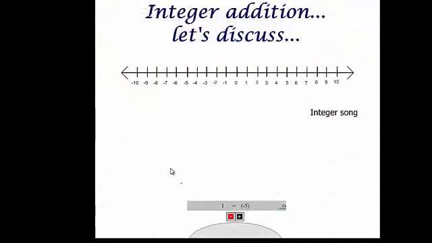Olé! Very cute little song. So when you're confused, you can just sing yourself that little integer song about what to do. When we're adding opposite signs, we subtract them and take the sign of the bigger number.